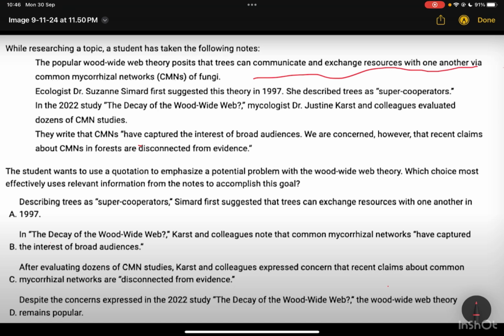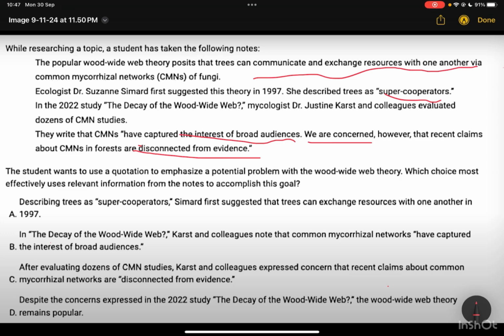Ecologist Dr. Susan Yates first suggested this theory in 1997. She described trees as supercomputers. In 2022, studies the case of the World Wide Web. Mycologist Dr. Justin Carson and colleagues evaluate dozens of studies. Whether they have captured the interest of a broad audience, we're concerned, however, that these claims about forests are disconnected from evidence. We still want to use a quotation to emphasize a potential problem with the World Wide Web theory. Which source most effectively uses relevant information from the notes to accomplish this goal?